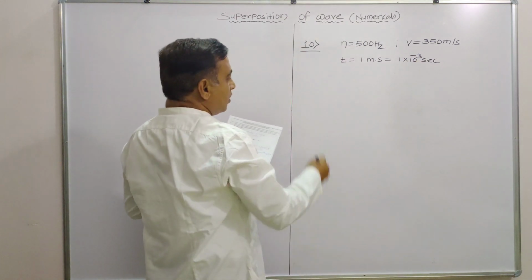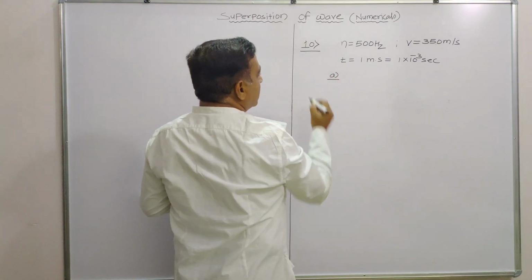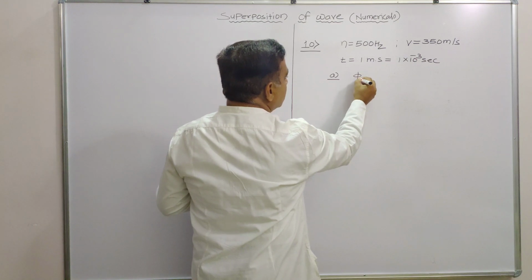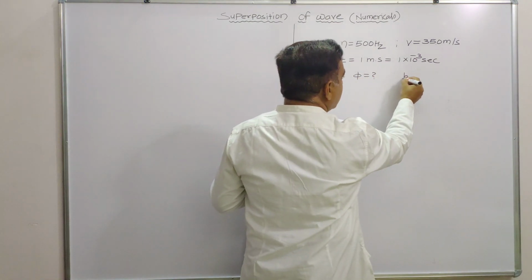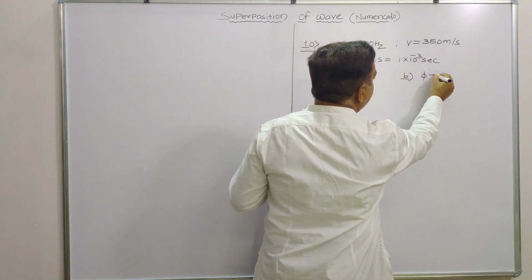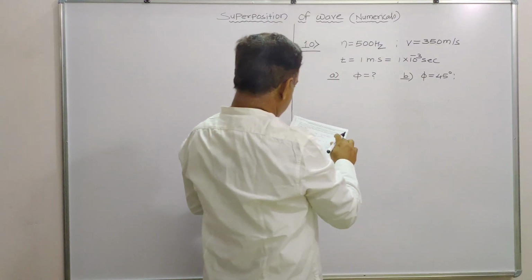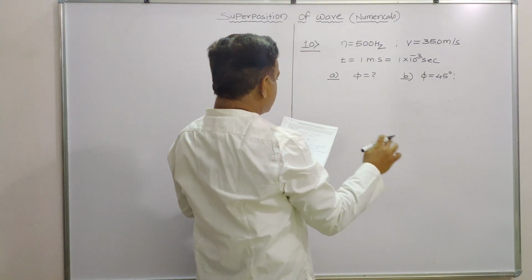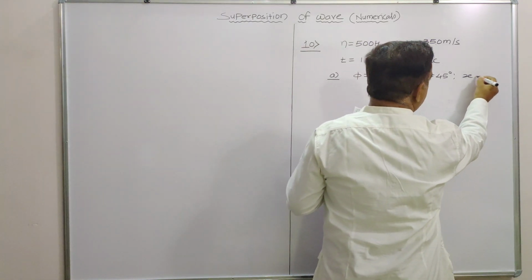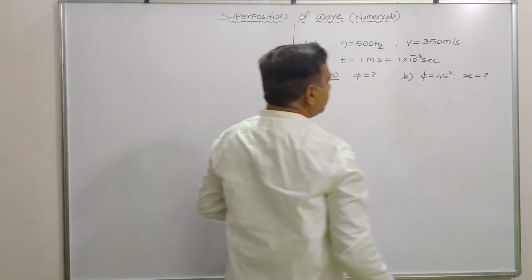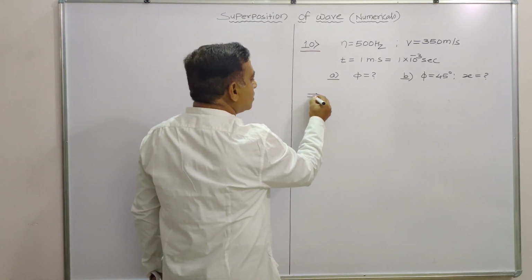Okay. Now next, initially we need to get the A value, that is phi. Initially the phase we want to know, and in option B, if phase is 45 degree, then what is the smallest distance between 2 points, means x. Okay. So one by one we need to solve. Now we have the solution.